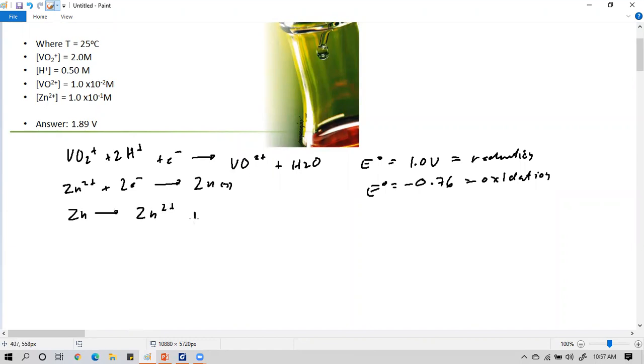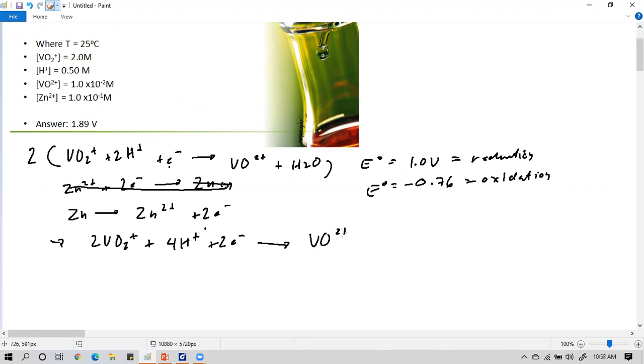Kasi di ba, kapag oxidation, the electrons is on the reactant. So, we need to balance based on the electrons. Here, 2 electrons. This one contains 1 electron. So, you would multiply this by 2. And you will get 2VO2 positive plus 4H plus plus 2 electrons equals 2VO2 positive plus 2H2O, and then zinc equals zinc 2 positive plus 2 electrons.